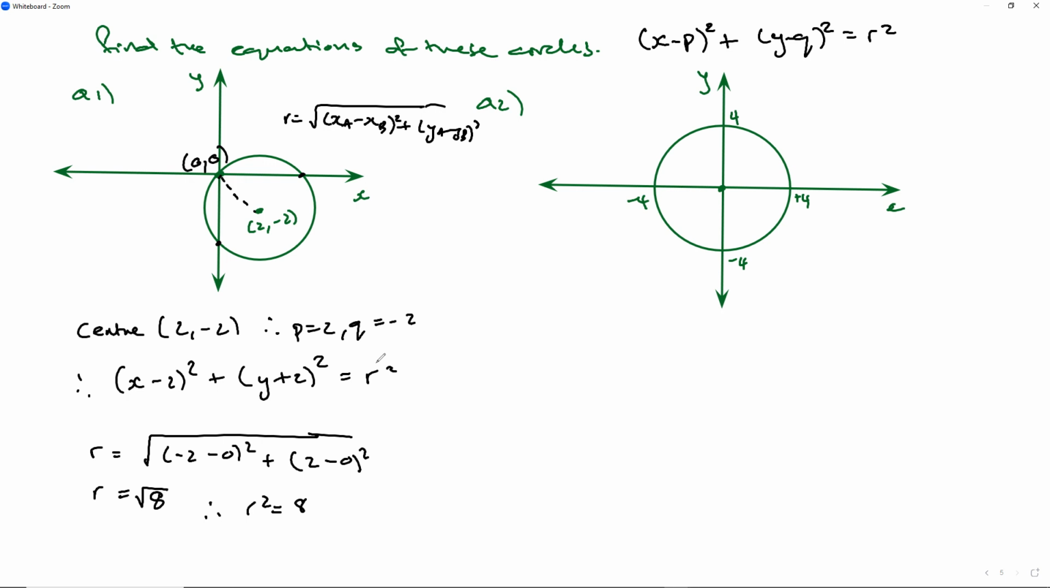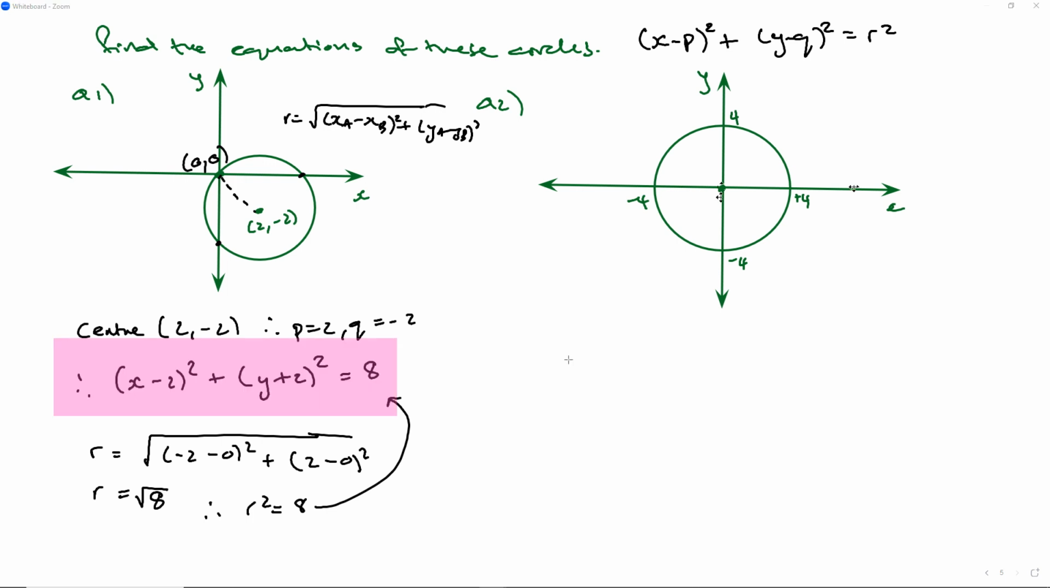And so my equation will become, r squared just changes into 8. And we're done with the equation. And that's my equation for this.